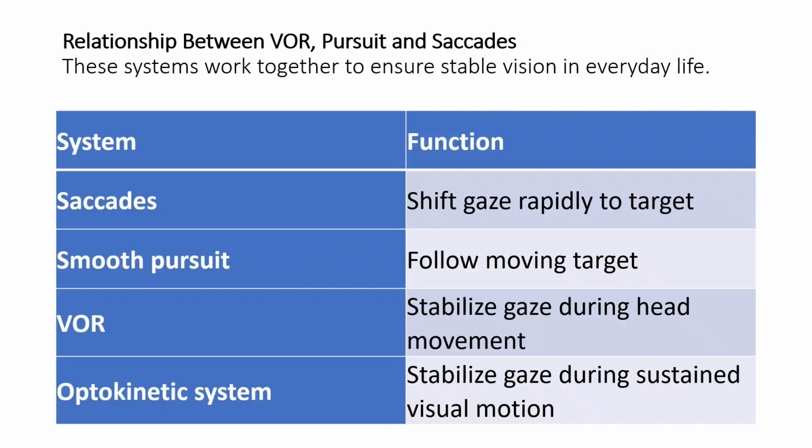Relationship between VOR, pursuit, and saccades. These systems work together to ensure stable vision in everyday life. Saccades help in shifting the gaze rapidly to the target, and smooth pursuit follows the moving targets. The vestibulo-ocular reflex stabilizes the gaze during head movement. Optokinetic systems stabilize the gaze during sustained visual motion.